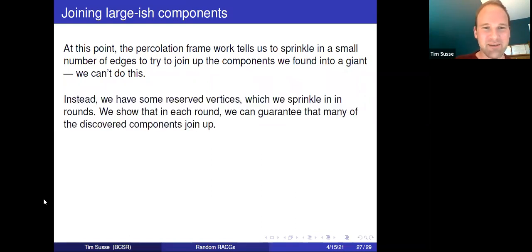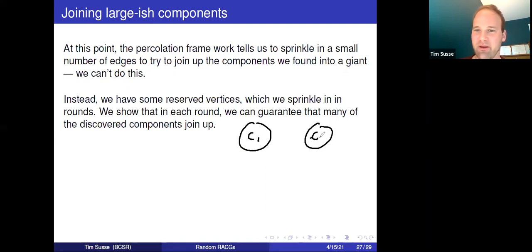So what we do instead of reserving some edges is reserve vertices, and we sprinkle those vertices in rounds. In each round we show that if we have a component C1 that's fairly large, say at least log n to the fourth, and there's some other component C2, there's some square S that we will end up sprinkling in when we sprinkle in our new vertices. We'll end up with new squares in the square graph, and those squares will start to join up our components.